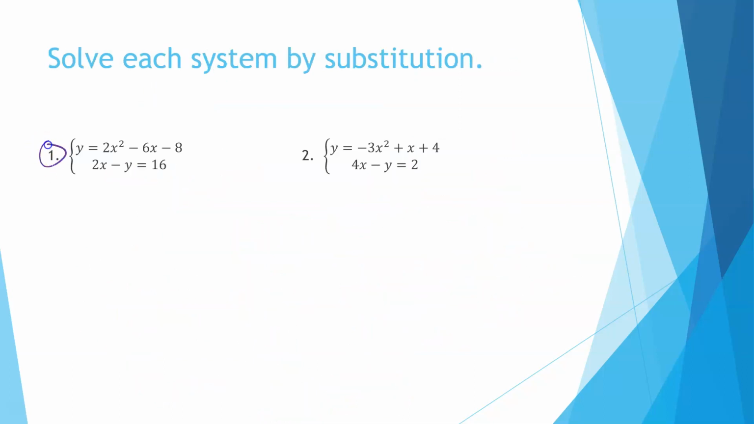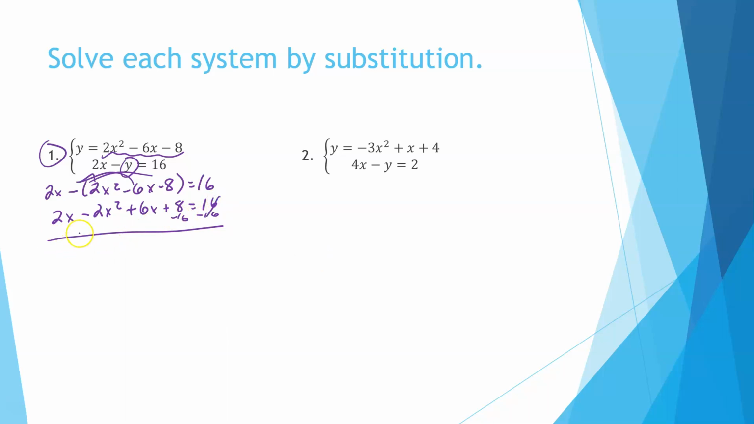Okay, so we're going to try number 1 together. Once again, I'm going to substitute this quadratic for the y. So I have 2x minus (2x squared minus 6x minus 8) should equal 16. Distribute. Get 2x minus 2x squared plus 6x, because a negative times a negative, plus 8 equals 16. And again, I'll subtract 16 from both sides. Combine these, so I have negative 2x squared plus 8x minus 8 equals 0.